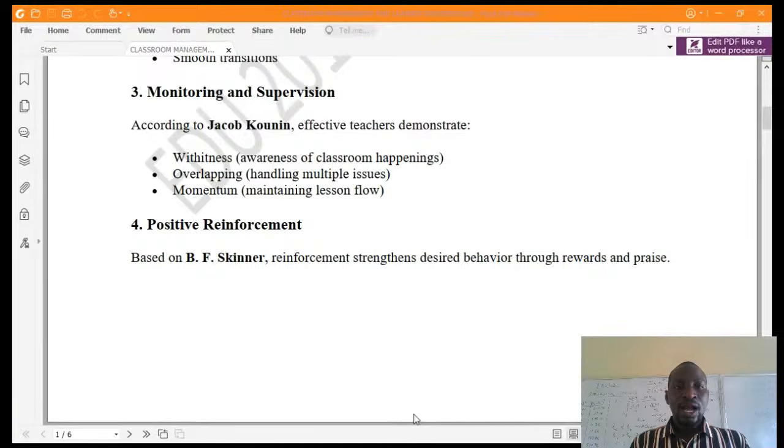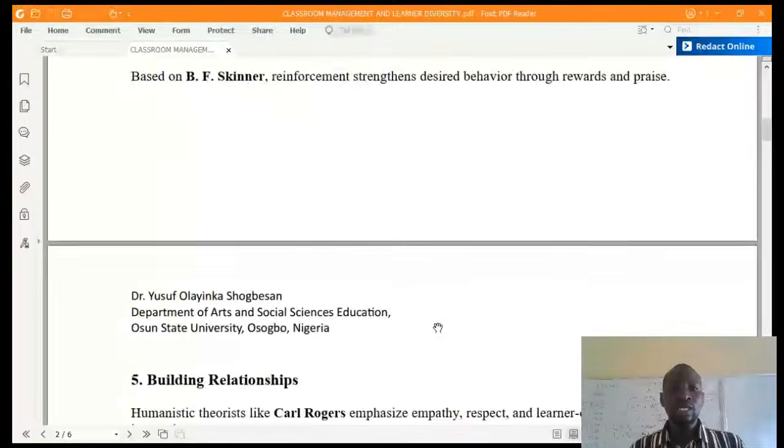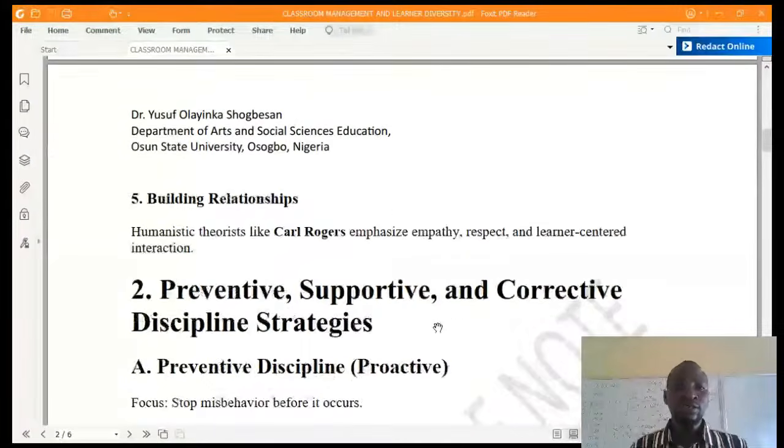activity. Another thing is what we call positive reinforcement. You as a teacher, whenever you give questions in the classroom, you do what we call reward and praise. It might not necessarily be monetary. That will encourage others to also want to be part of those that will benefit from that kind of reward system. And you build relationships with your learners.